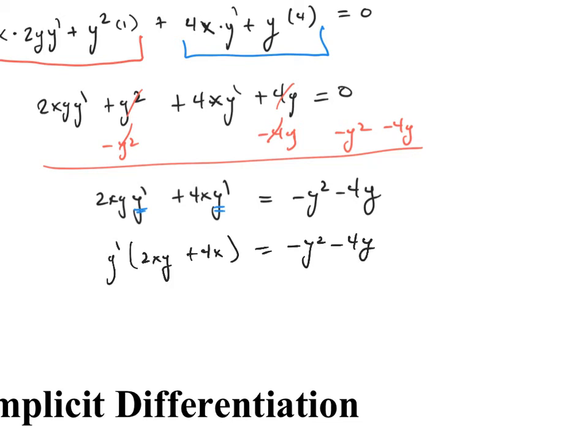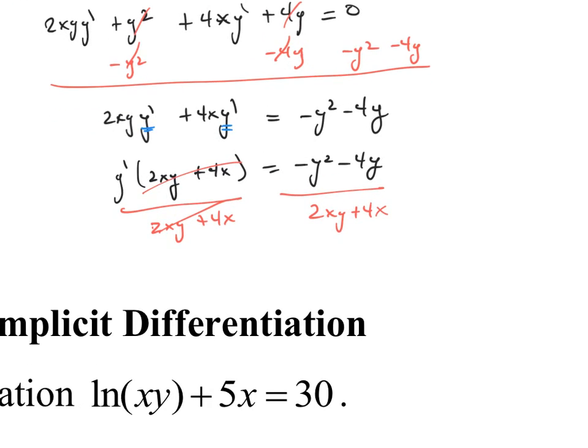We need to solve for y prime by dividing both sides by everything else. So that's the 2xy plus 4x. Divide both sides by that 2xy plus 4x. When we do that, we end up with our final answer. Again, we do not need to simplify any further than this. Y prime equals negative y squared minus 4y all over 2xy plus 4x.